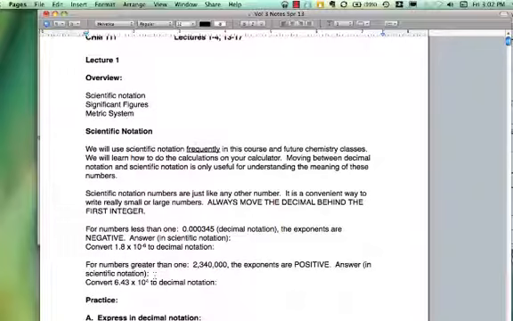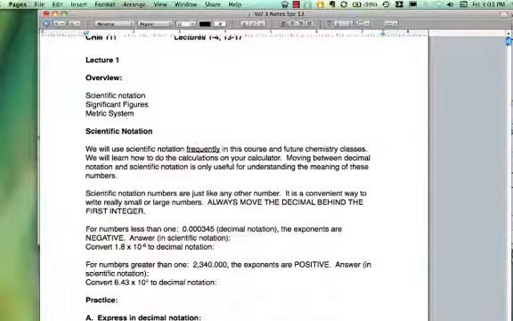Okay. Then for numbers greater than 1, you take the decimal. It's implied that it's at the end of a number, of course, and you move it behind the first integer again. So however many times you moved it, 1, 2, 3, 4, 5, 6. So the answer here would be 2.34 times 10 to the 6th.